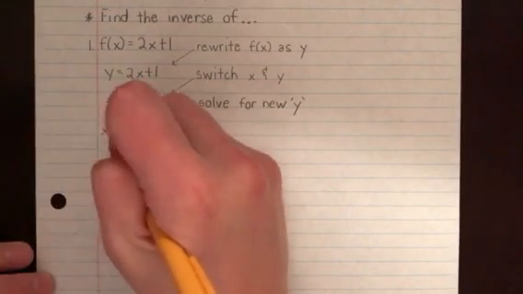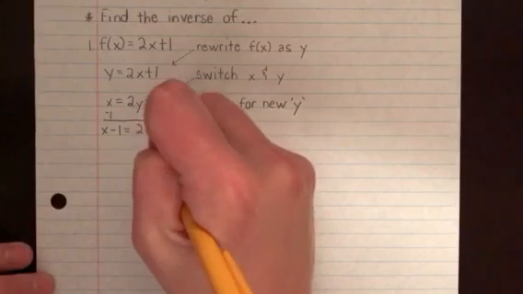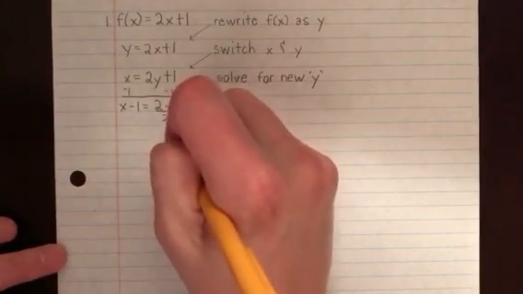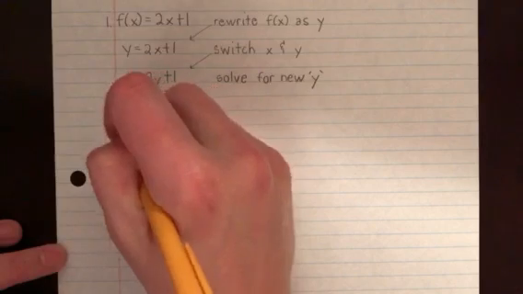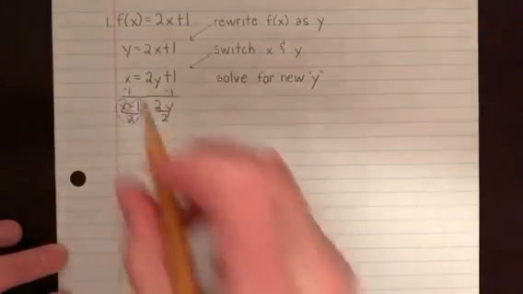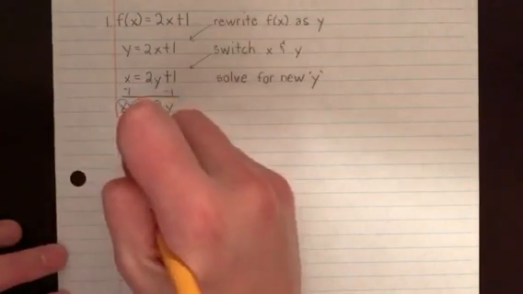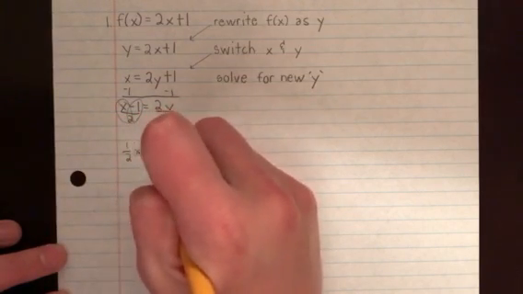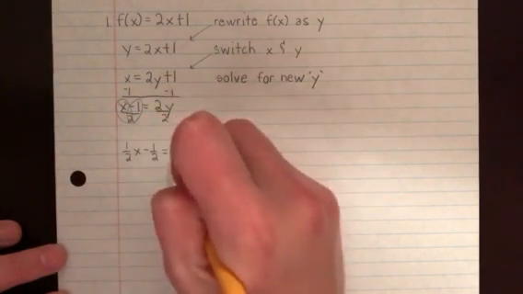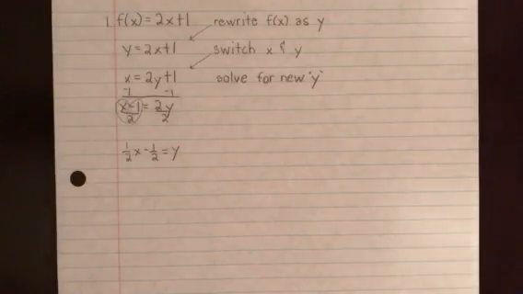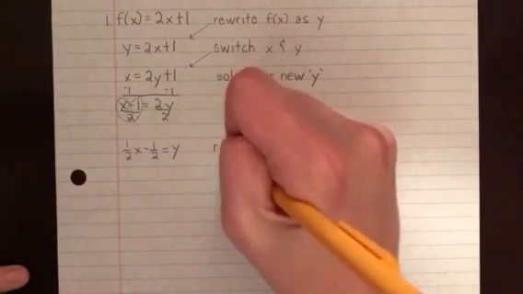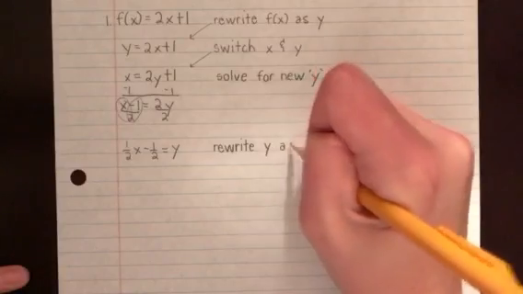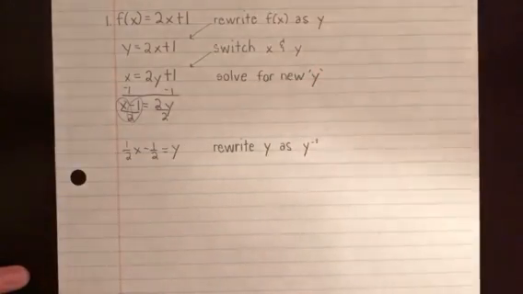And then x minus 1 equals 2y. And then you need to divide by 2 to get y completely by itself. So then to complete it, you're going to have, there's a 1 in front of this, 1/2 x minus 1/2 equals y.